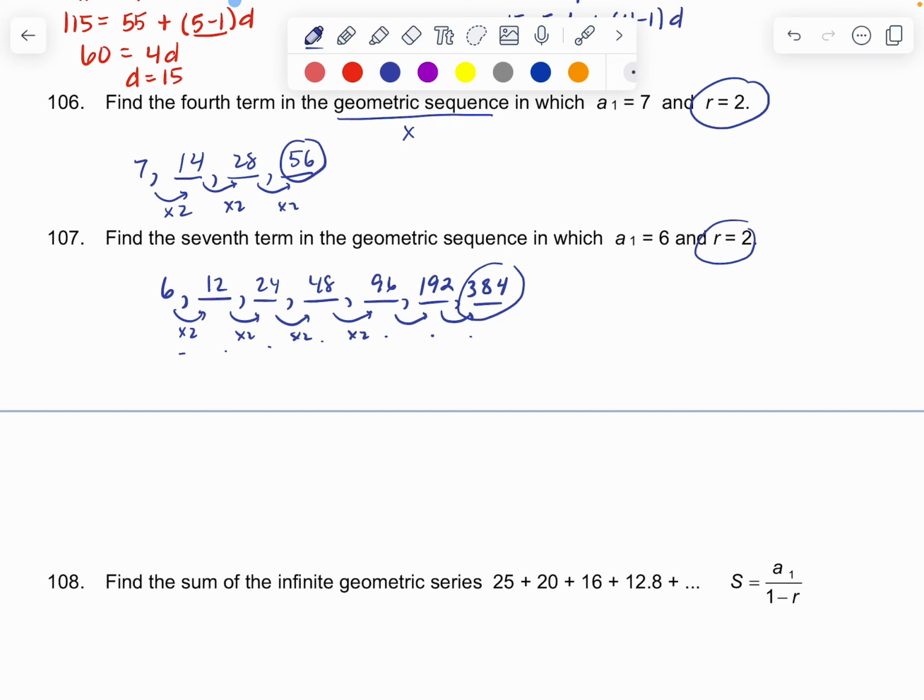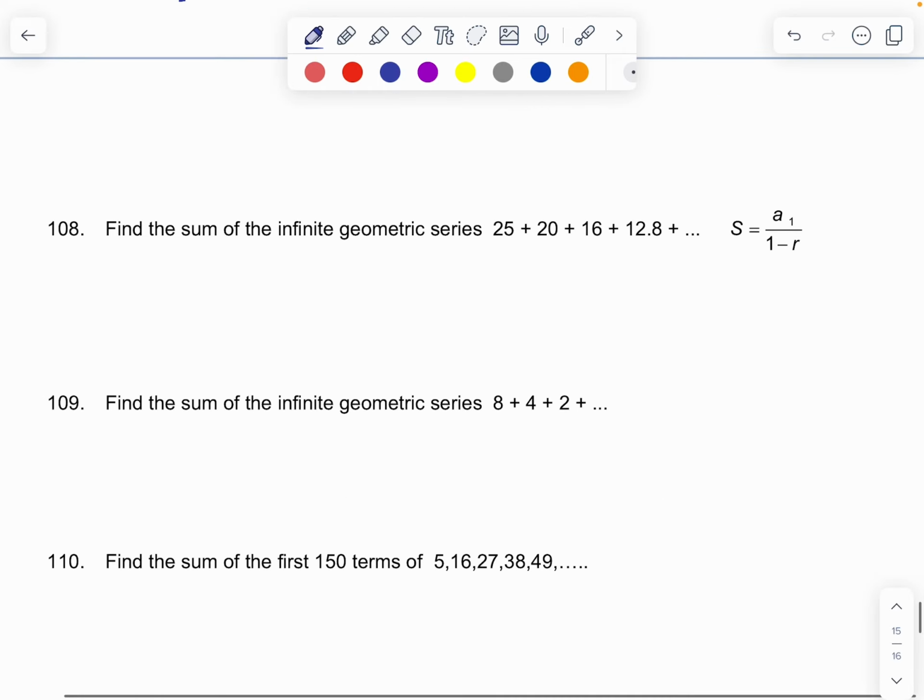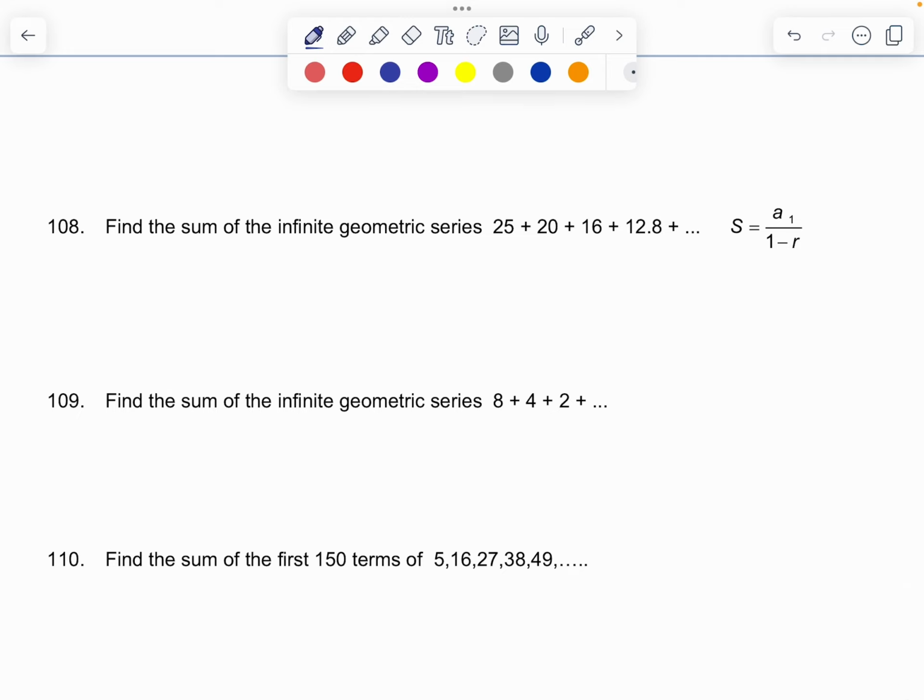Okay, let's see, number 108, find the sum of the infinite geometric series. You guys, we only have one infinite sum formula, and that's a sub 1 over 1 minus r. So your a sub 1 is the first term, which is 25, all over 1 minus the common ratio. A little bit harder to find on this one, because what do you multiply 25 by to get 20? I really don't know.